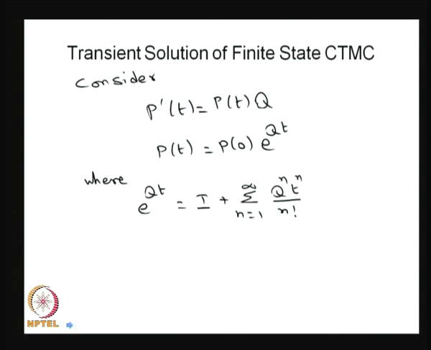Suppose the CTMC has a finite state space, then I can use the exponential matrix also to get the time dependent solution. That is what I have given this way. So, start with the forward equation. Therefore, the solution is going to be P of t is equal to P of 0 e power Q t.